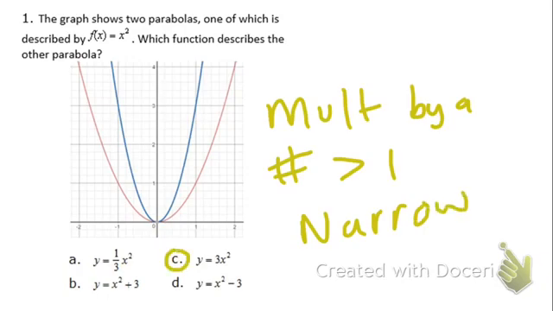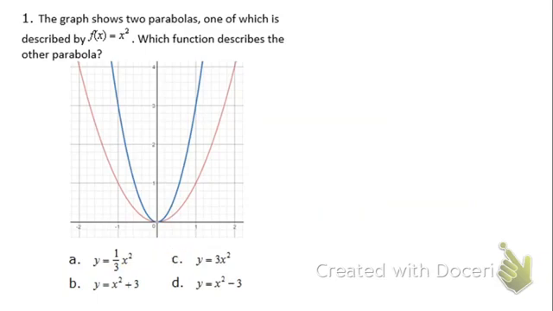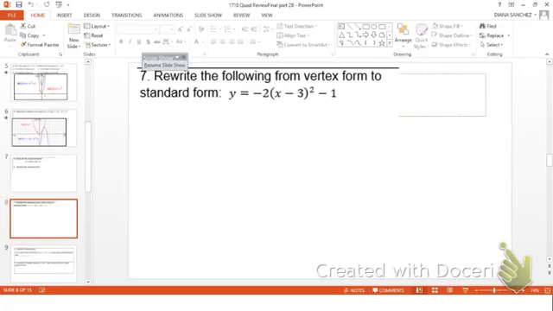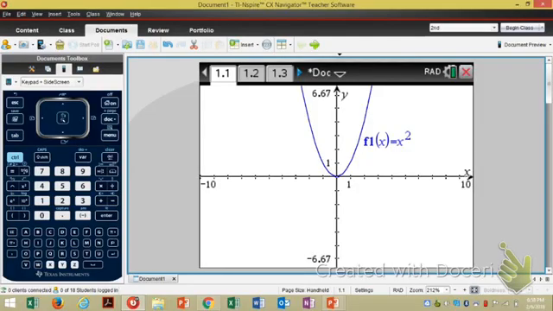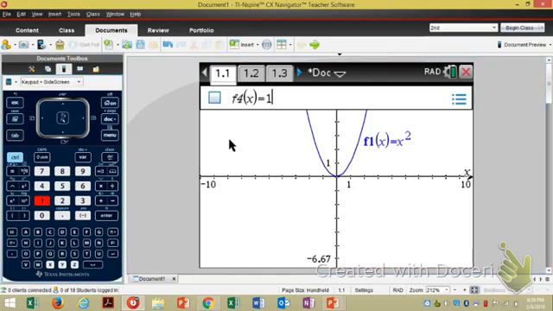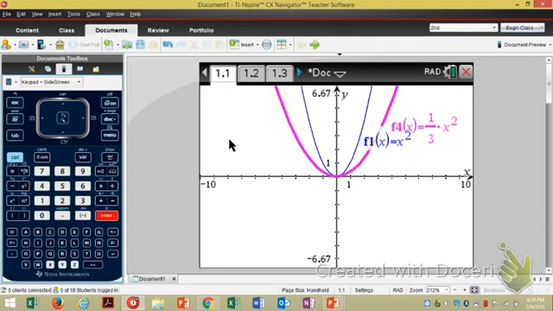Okay. Now, what if you don't know the rules? What is your plan for figuring that out? So I'm going to show you. What you're going to do is go to your graphing calculator and graph x squared onto the calculator like that. You press tab and you type in the first one. Let's say 1/3 x squared. Let's see what that looks like.